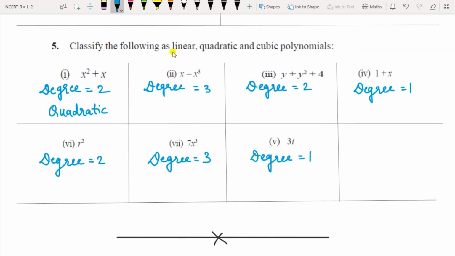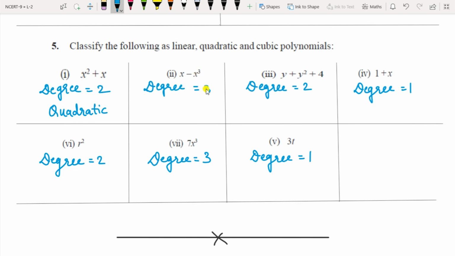Here you have to classify whether the given expression or the polynomial is a linear, quadratic or cubic polynomial. So in this case also you have to see the degree, and according to degree you have to name that polynomial. So highest power or highest degree is 2 here. So when the degree is 2, it is called a quadratic polynomial.